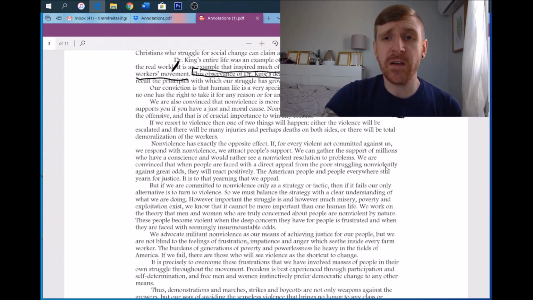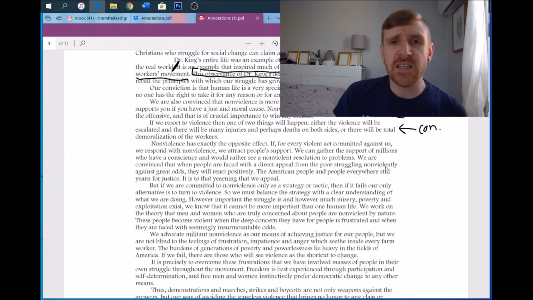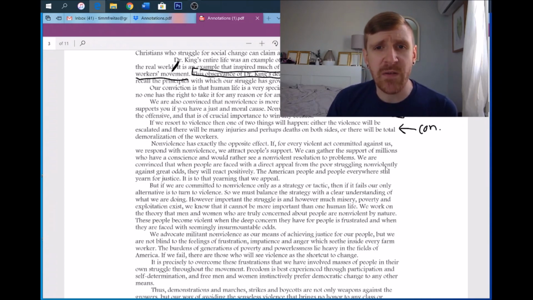And so sure enough, right here, I asked my kids, what does this tell us about nonviolence? And they suggest to me that violence is not going to work, so it implies that nonviolence will. And I'm like, good, so how does that function in the argument? They'll just write a little CON for confirmation. Then it says here, nonviolence has exactly the opposite effect. If for every violent act committed against us, we respond with nonviolence, we attract people's support. We can gather the support of millions who have a conscience and would rather see a nonviolent resolution of problems.